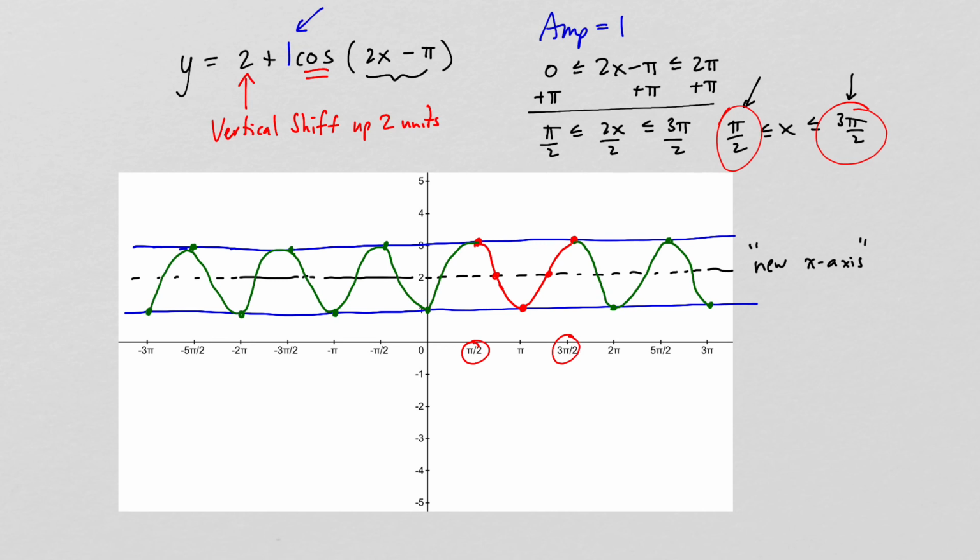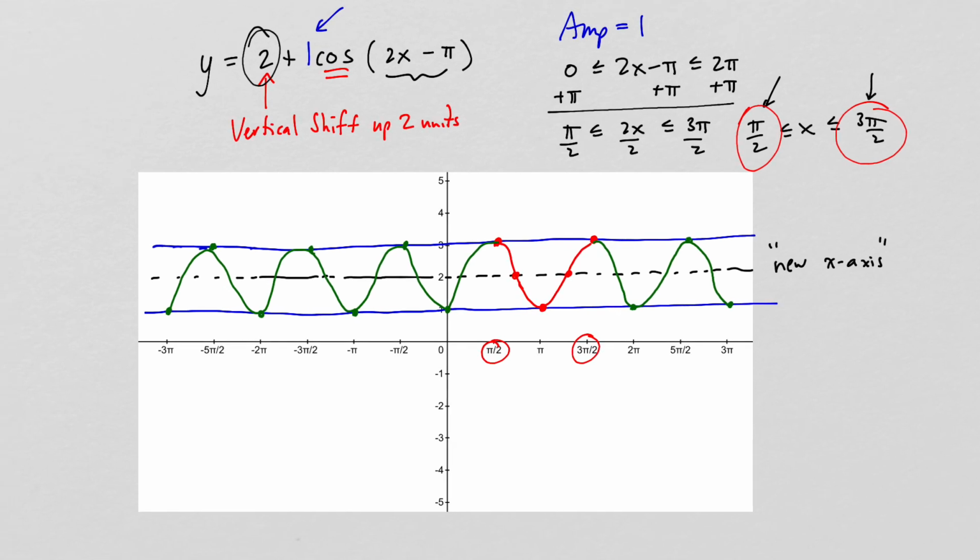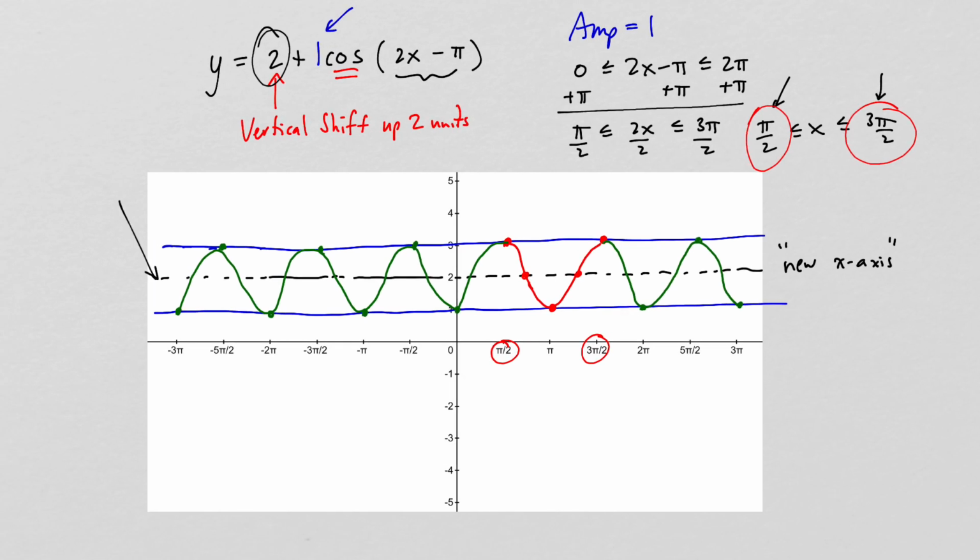So again, what I'm doing here is I'm recognizing that the vertical shift is 2 units, and I'm drawing that line y equals 2 first. Because when you draw that line, it just makes everything easier to see from there, because you're basing everything off of that middle line.